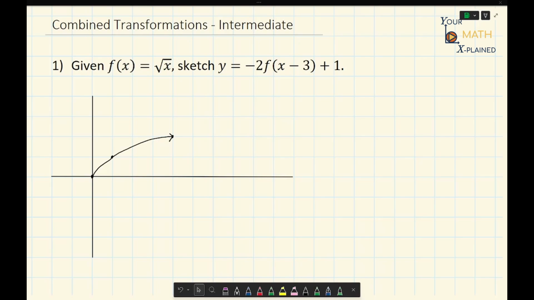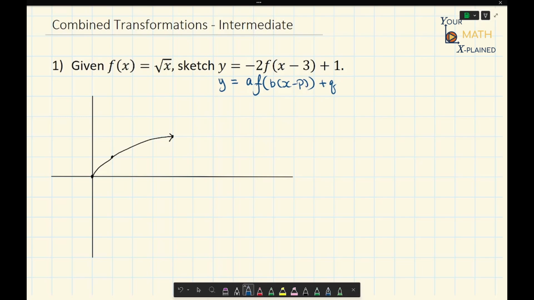So let's start with this function here. We have f of x is equal to the square root of x. And we're asked to sketch this new transformed graph. So notice how this transformed graph is already in the form of y is equal to a times f of b times x minus p plus q. So because it's already in that form, we can just go ahead and write down what the transformations are.